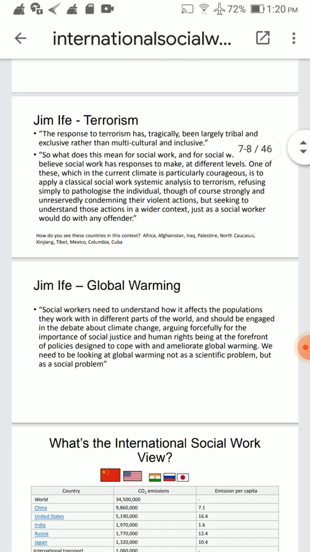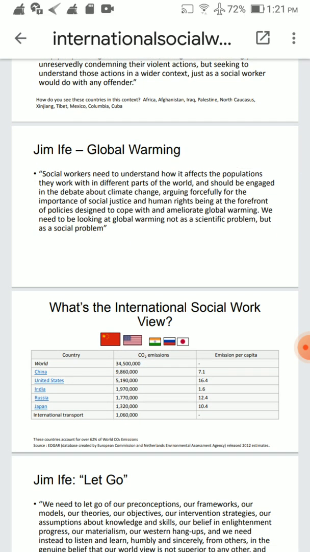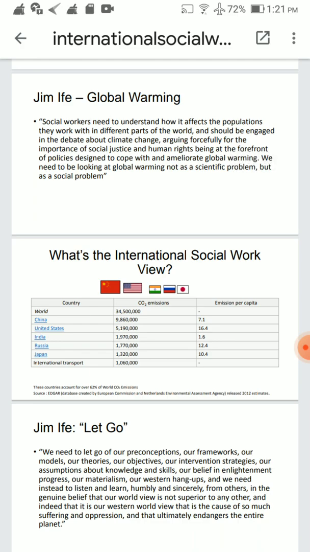According to Jim Ife, on global warming, social workers need to understand how it affects the populations they work with in different parts of the world, and should be engaged in the debate about climate change, arguing forcefully for the importance of social justice and human rights being at the forefront of policies designed to cope with global warming. We need to look at global warming not as a scientific problem but as a social problem. So as social workers, if we work in international social work, we also have to study and investigate global warming in relation to the country. What are the international social work views from the different countries?